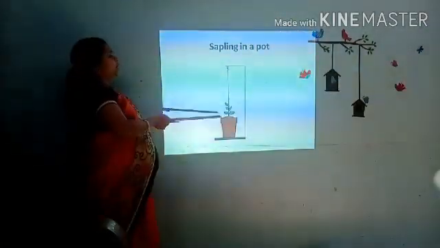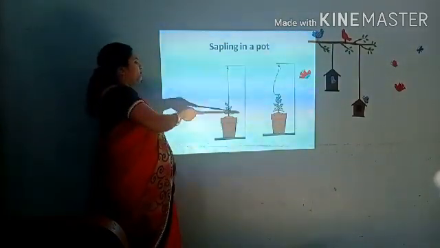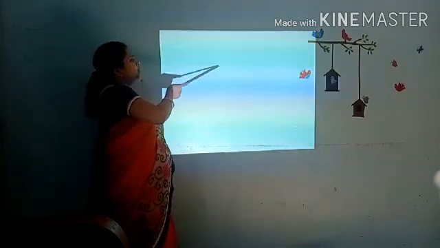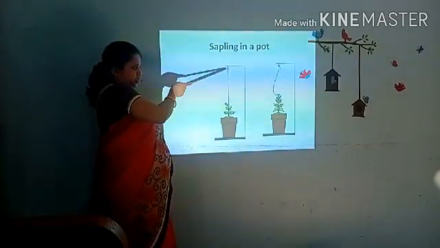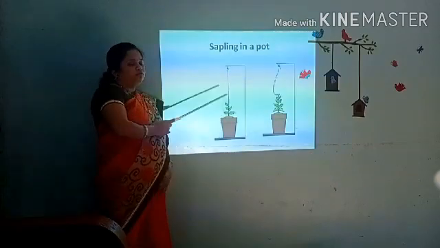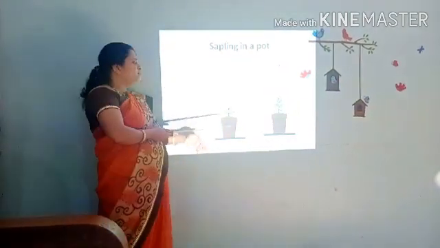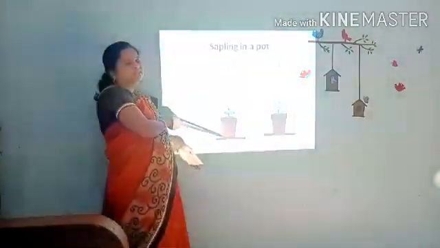Here, there are two saplings. Here, the first one, I have kept in a pot and I have tied a thread to it. Now, this thread is very tight. When we give this pot water for 1 to 10 days, 1 or 2 and 3 or 7 days, at that time what happens? This plant or this sapling will start to grow.